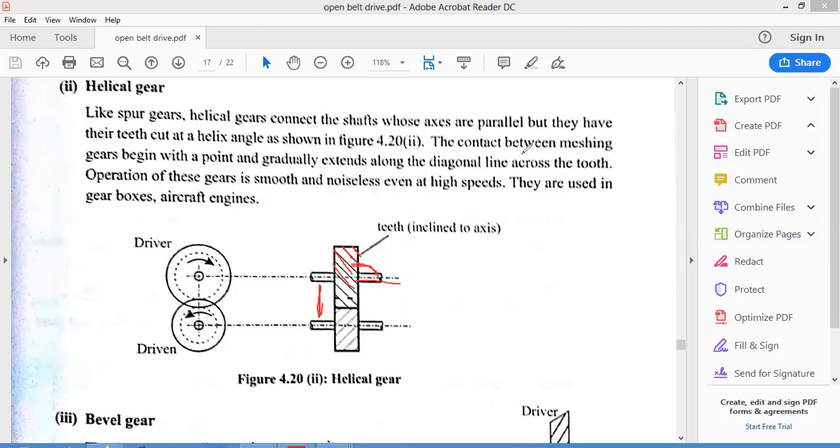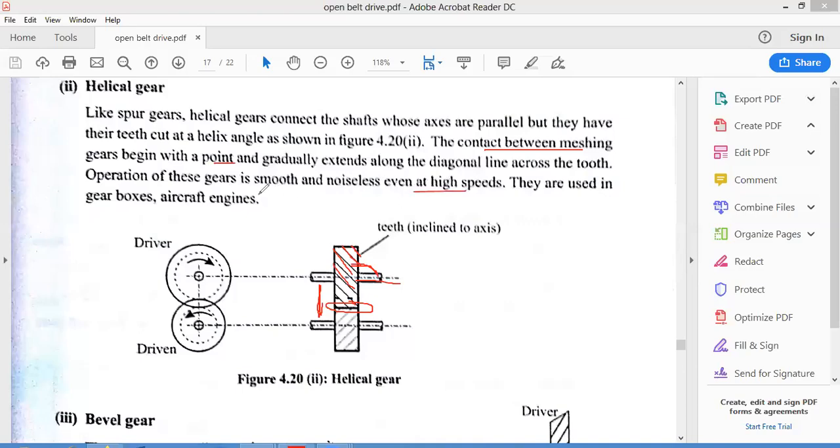First, the contact between the meshing gears in this particular location is going to be point to point. Next, it is not going to make too much noise. It has very smooth operation, so this is generally preferred at high speeds.